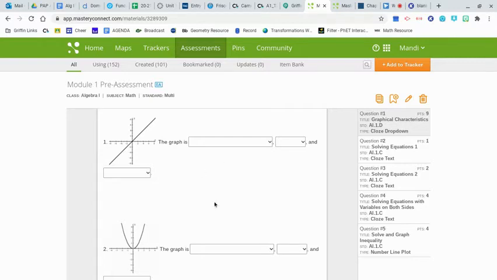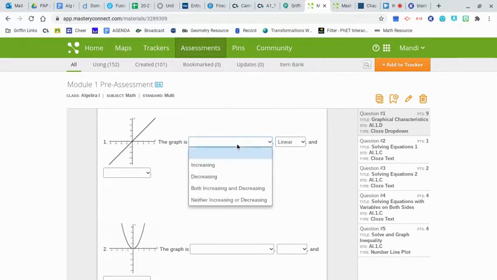So for the first one, we are looking at some graphical characteristics. For our first graph, you'll notice we have a straight line that is going through the origin. It is a straight line because it has a constant rate of change. If a line has a constant rate of change, it is considered to be linear.